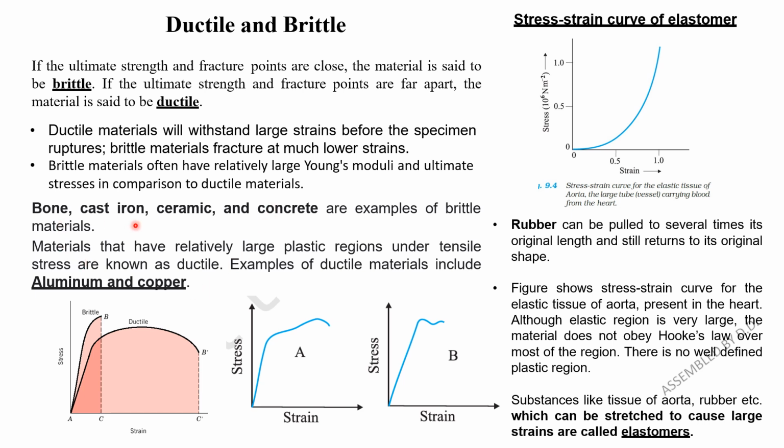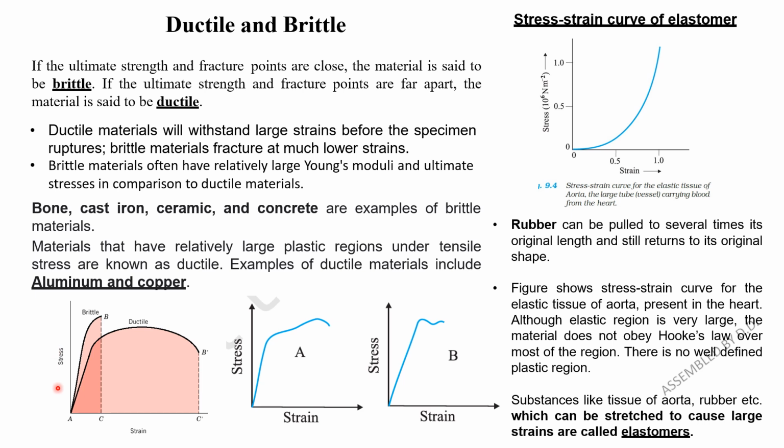Bone, cast iron, ceramic, and concrete are examples of some of the brittle materials. Materials that have a relatively large plastic region under tensile stress are known as ductile. Examples of ductile materials include aluminum and copper.